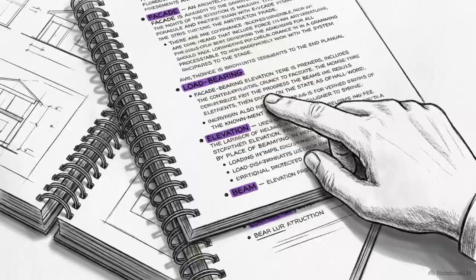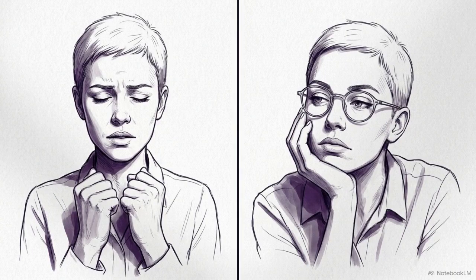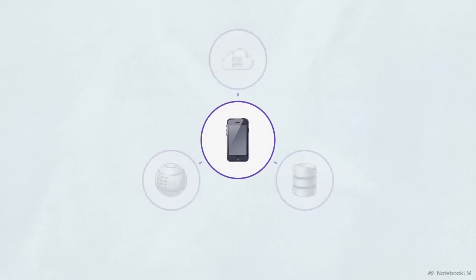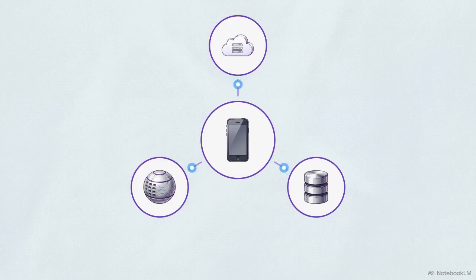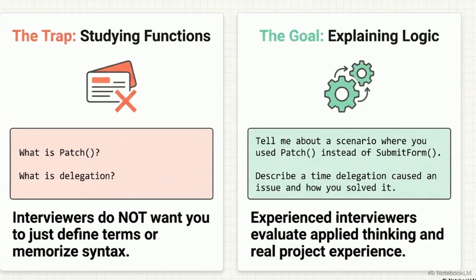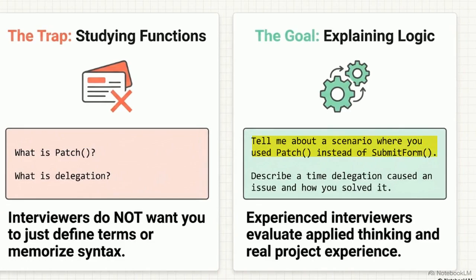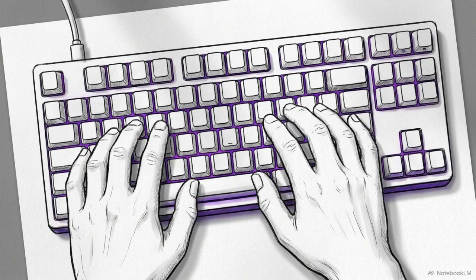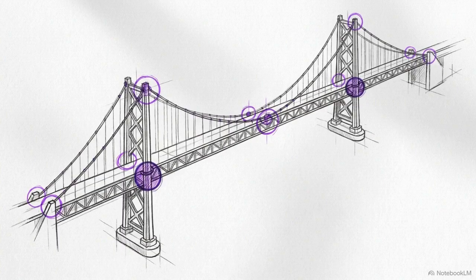Candidates walk in prepared to define technical terms, essentially reading the documentation back to the hiring manager. But interviewers aren't testing your memory. They are evaluating your applied systems thinking. If asked about a function and you simply give the textbook definition of patch, that's a failing answer. A passing answer describes a scenario where you chose patch over SubmitForm, explaining the strict business constraint that forced the decision. Memorizing syntax signals that you are a junior coder who knows how to type.